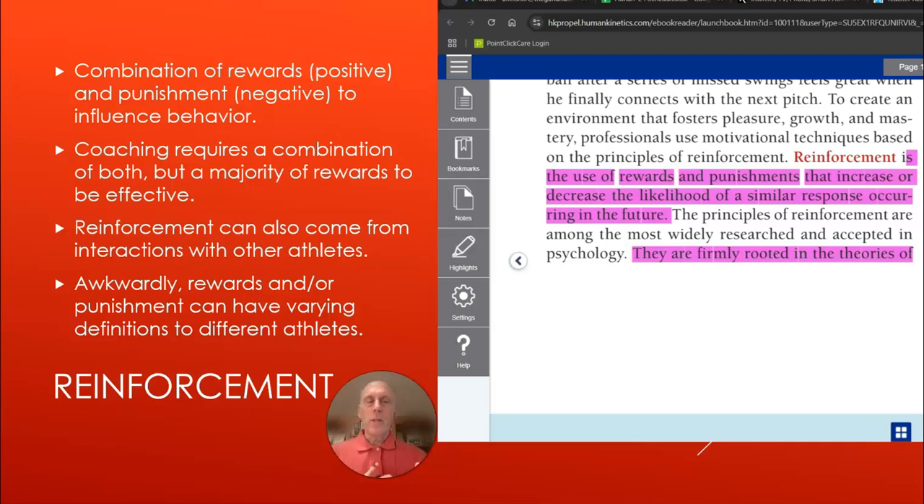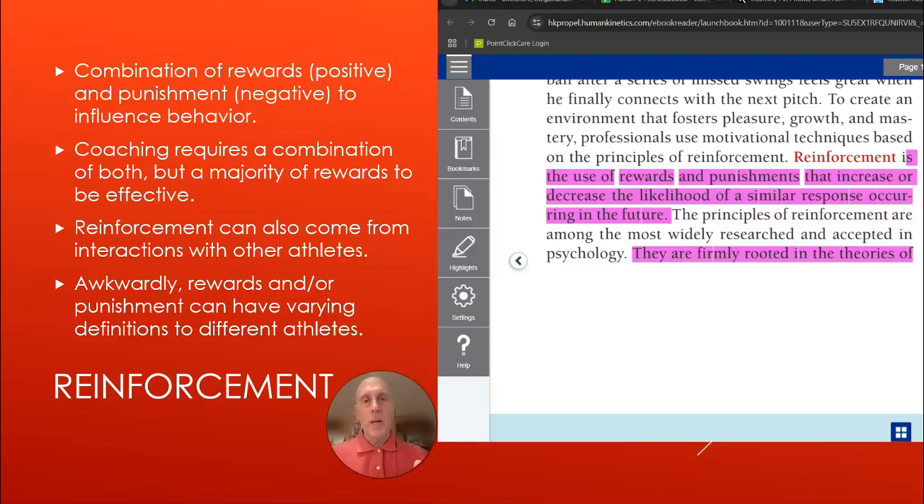In the book, it's a combination of rewards or punishment, right? It could be positive or negative, and it's used to influence behavior. There's a type of behavior modification that we have as a coach. We have a desired outcome, and we use a positive or negative type of reinforcement to get that response. Now, you have to have a combination of both. You can't be exclusively positive or negative. There's no way, but most research will tell you that you want to be inherently more positive than negative.